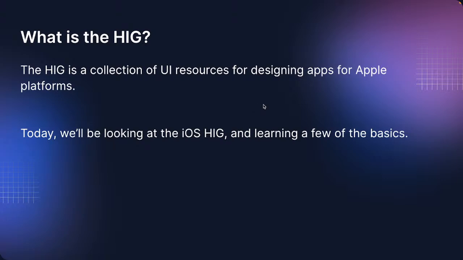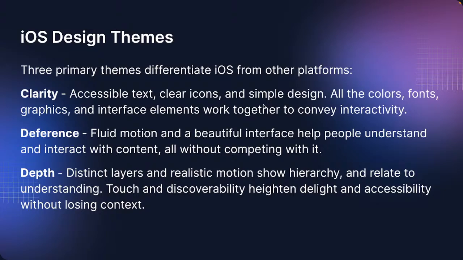And today we'll just be looking at a few things on the iOS HIG and learning a bit of the basics. There are three primary themes that differentiate iOS from other platforms. They call them design themes: clarity, deference, and depth. With clarity, we have accessible text, clear icons, and simple design. Everything works together to convey interactivity. So, not a lot of color, very simple. Color is to show that this can be touched.